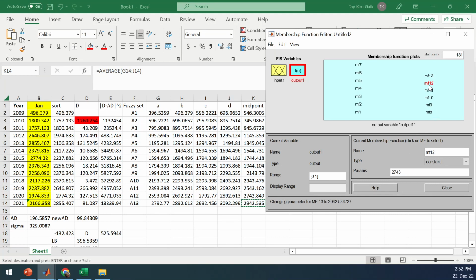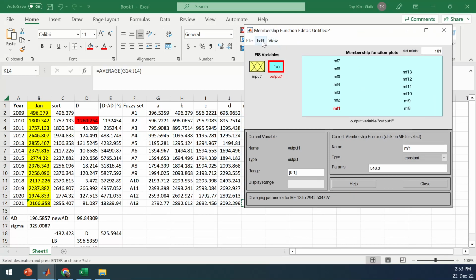2943, check. 12, 2743. 11, 2543. 10, 2343. 9, 2144. 8, 1944. 7, 1744. Number 6, 1545. Number 5, membership function 5, 1345. Number 4, 1145. Number 3, 946. Number 2, 746. Number 1, 546.3.